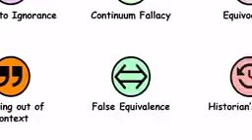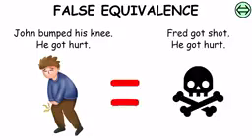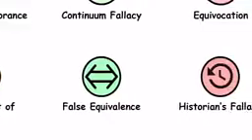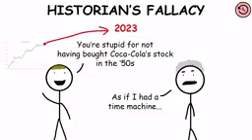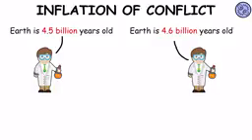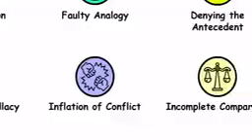False equivalence. It's a fallacy in which an equivalence is drawn between two subjects based on flawed or false reasoning. Historian's fallacy. The historian's fallacy occurs when one assumes that decision-makers in the past viewed events from the same perspective and had the same information as those subsequently analyzing the decision. Inflation of conflict. It's the error of exaggerating the amount of disagreement in a field in order to invalidate claims in that field.